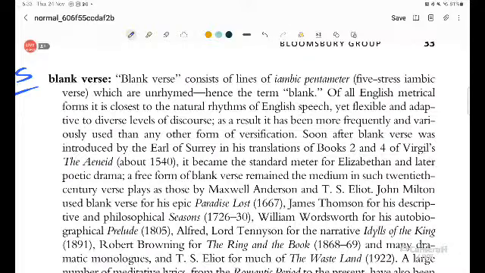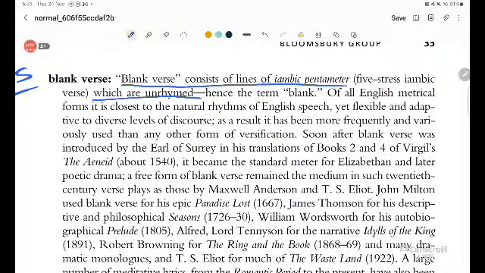So अब जो हमारा टॉपिक है वो है blank verse. Blank verse consists of lines of iambic pentameter, very important. अब iambic pentameter क्या होता है? Five stress iambic verse which are unrhymed, hence the term blank. ठीक है?